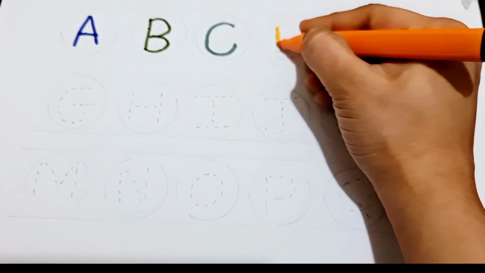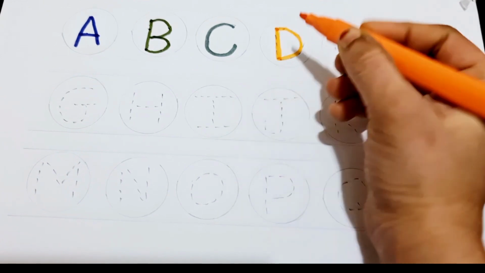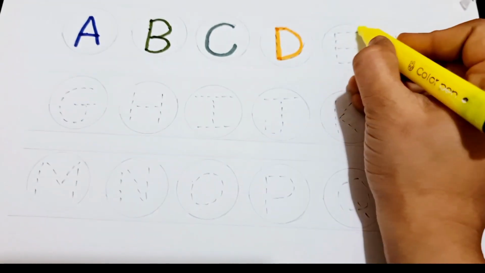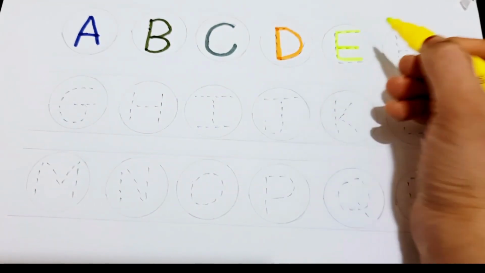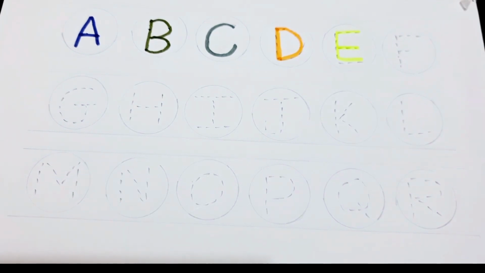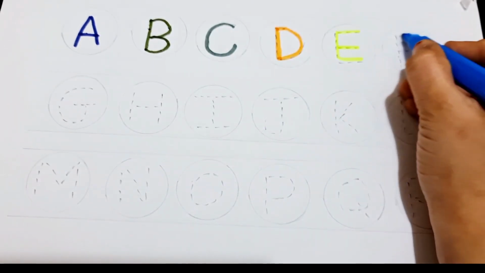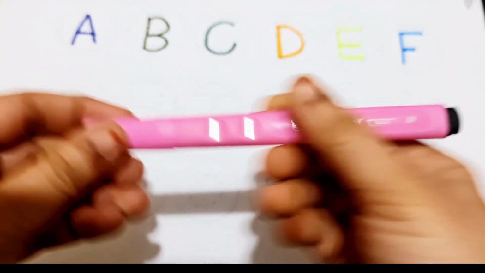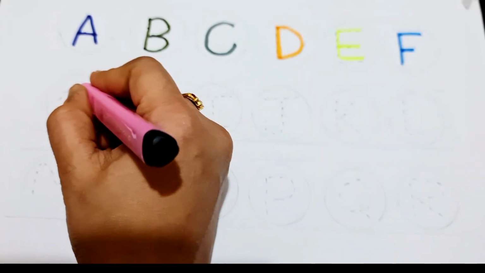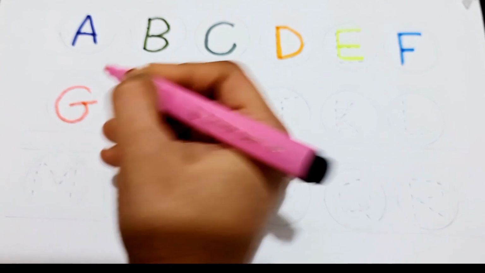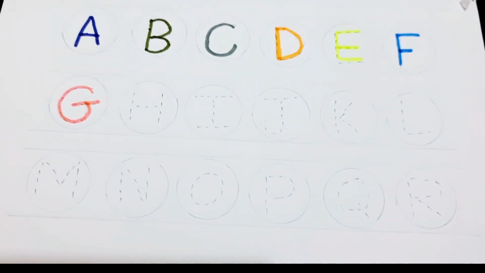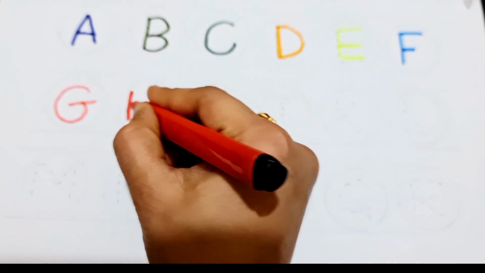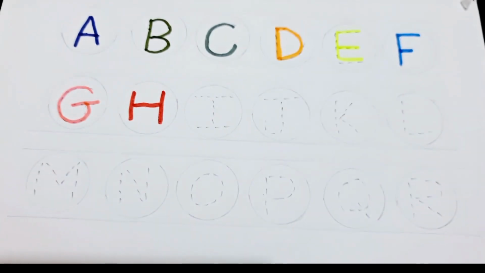Orange color. D for dog. Yellow color. E for elephant. Blue color. F for fish. Pink color. G for grapes. Red color. H for horse.